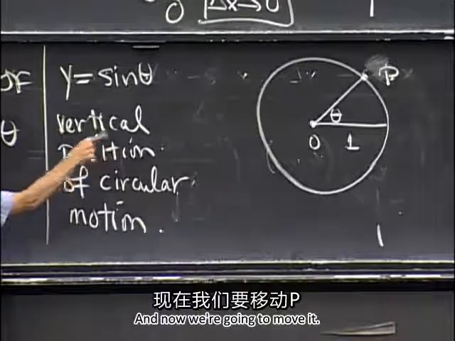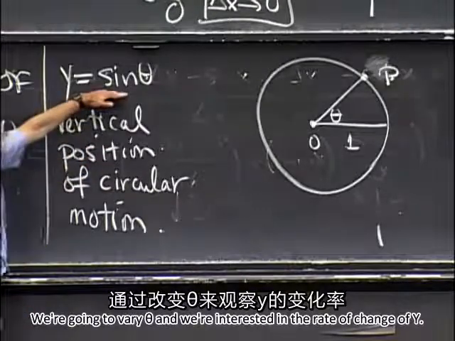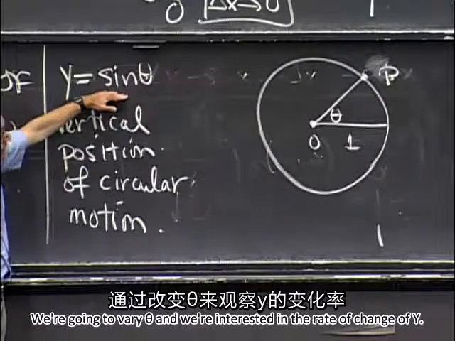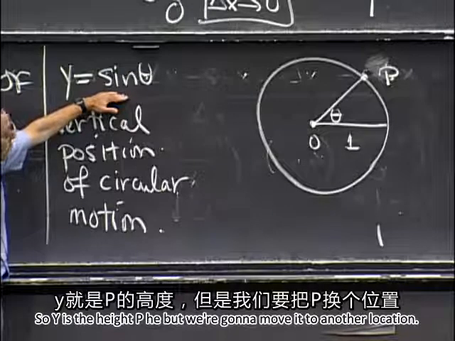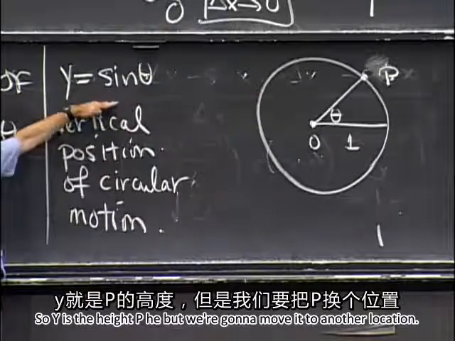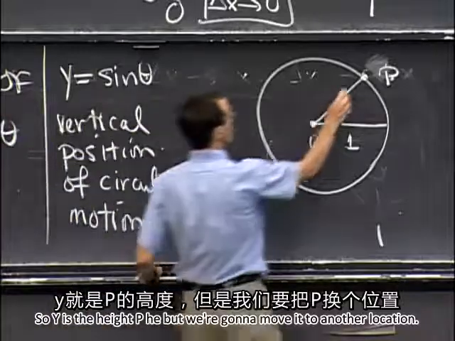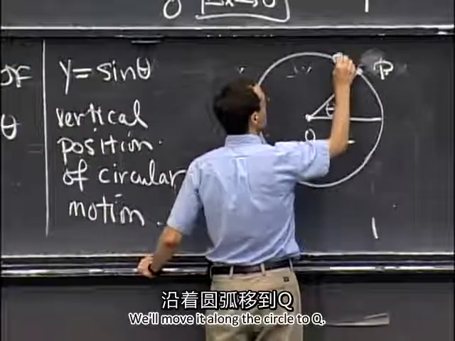All right, and now we're going to move it. We're going to vary theta, and we're interested in the rate of change of y. So y is the height of P, but we're going to move it to another location. We'll move it along the circle to Q.